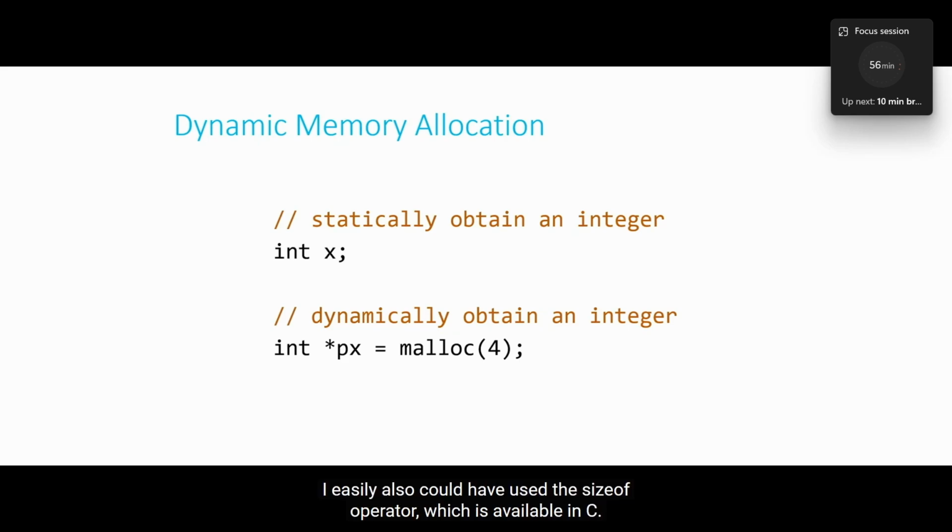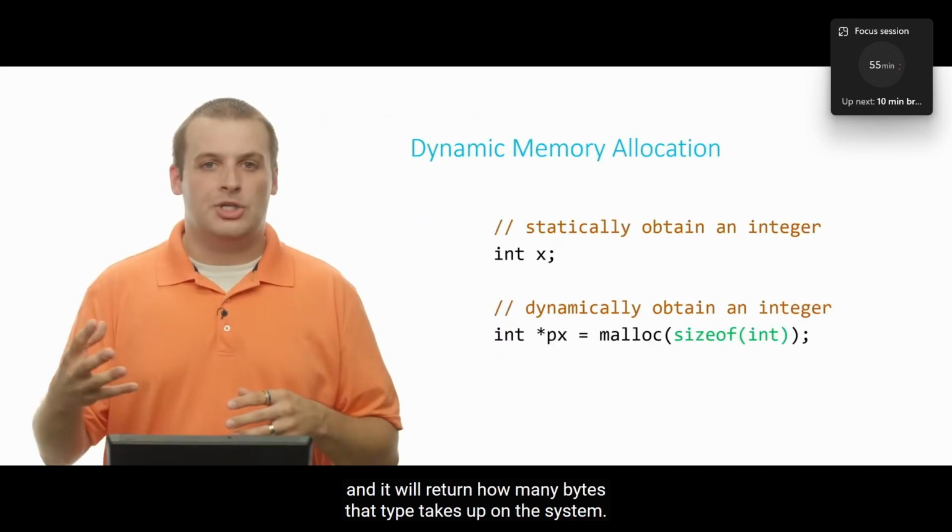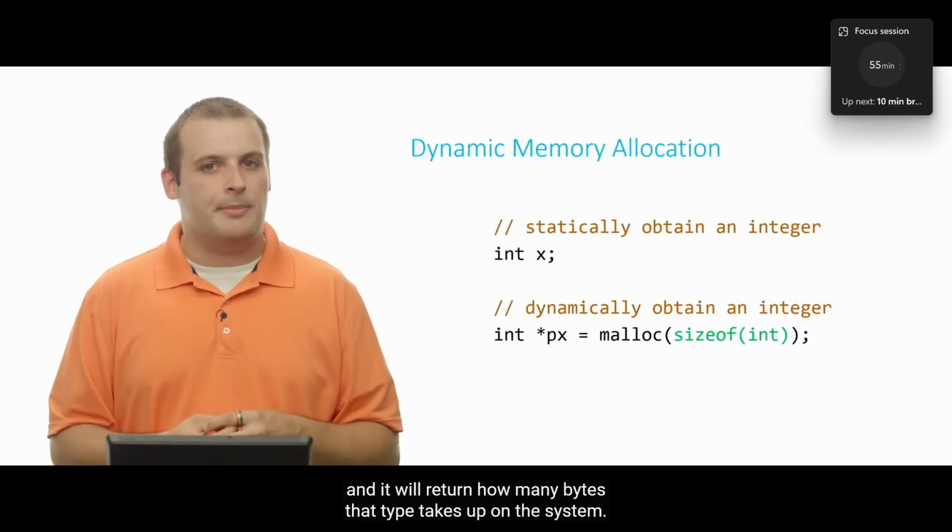I easily also could have used the sizeof operator, which is available in C. Basically, you pass it a type. So it's a little bit different. Usually with functions, you pass in a variable. With malloc, you pass in, or with sizeof rather, you pass in a type, and it will return how many bytes that type takes up on the system.